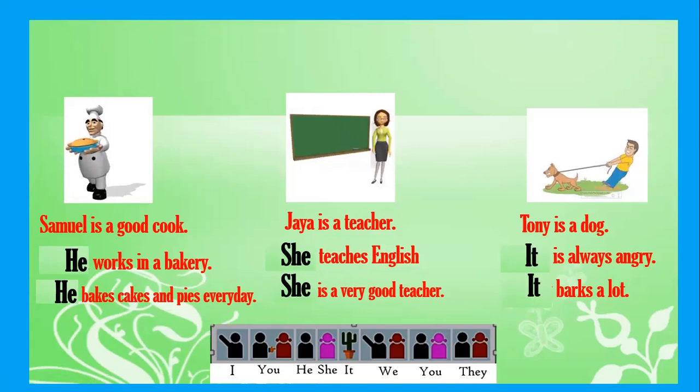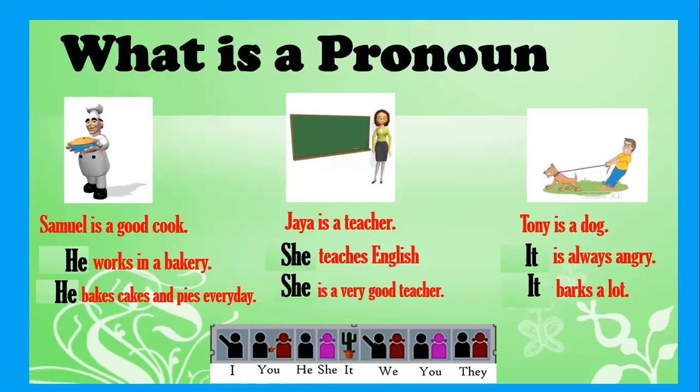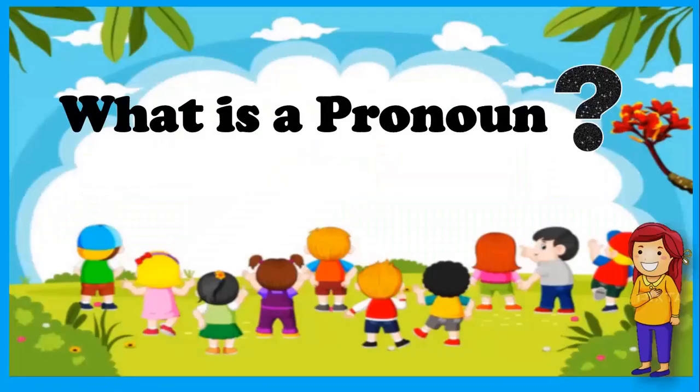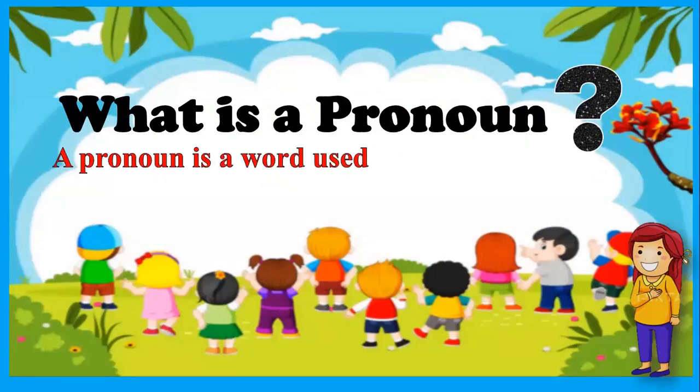Now these sentences read like this. Tony is a dog. It is always angry. It barks a lot. So children, in all these examples, we have replaced the names of nouns with pronouns. So can you define a pronoun for me, children? Correct. A pronoun is a word used in the place of a noun.